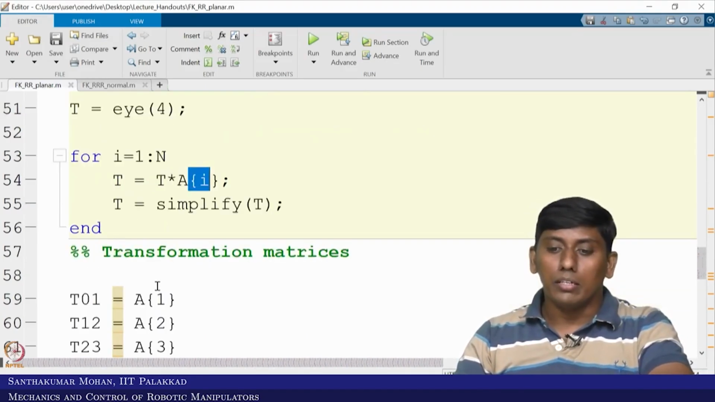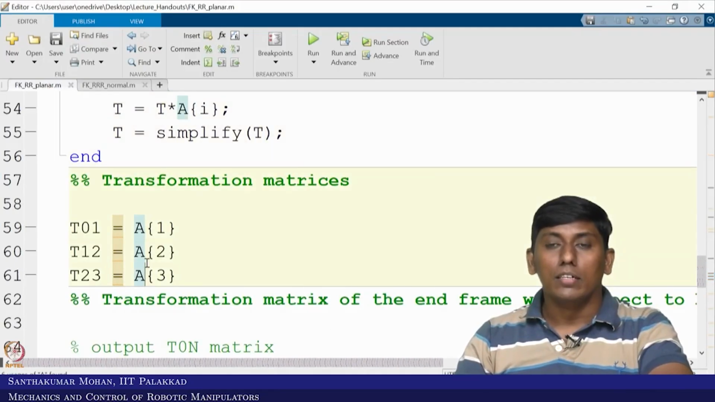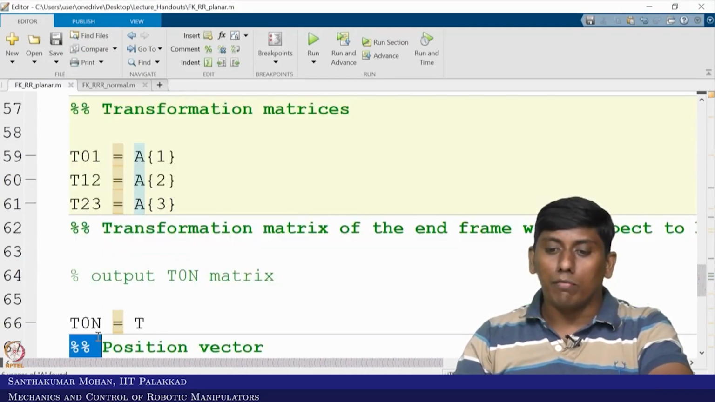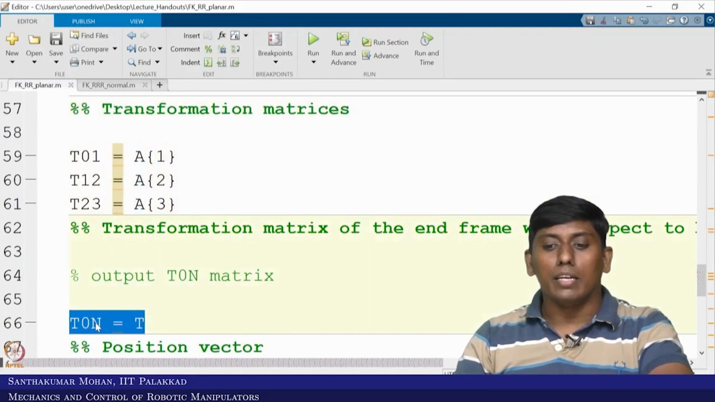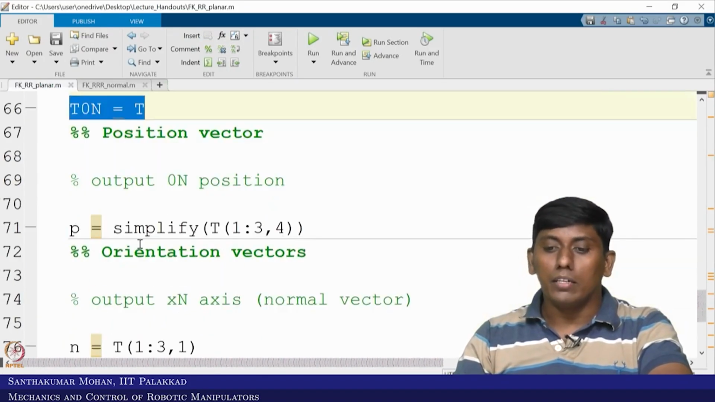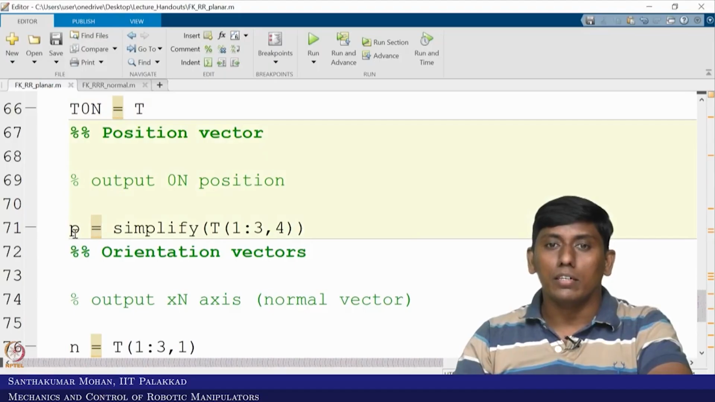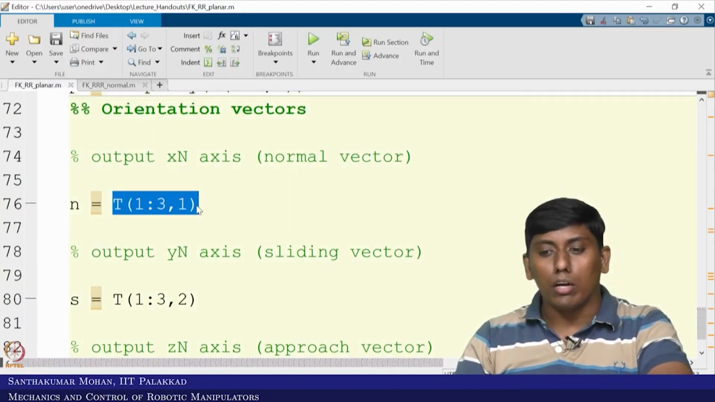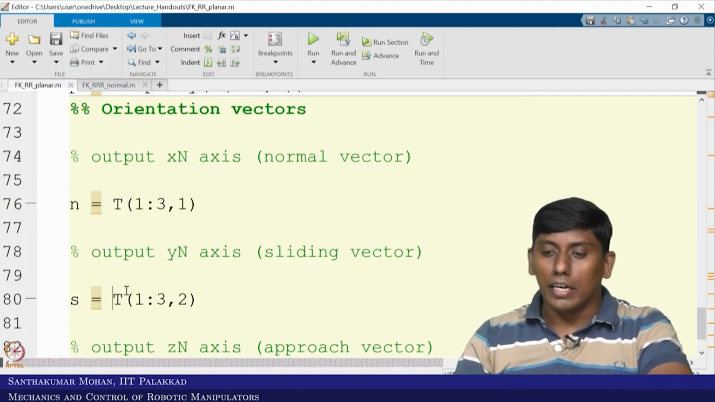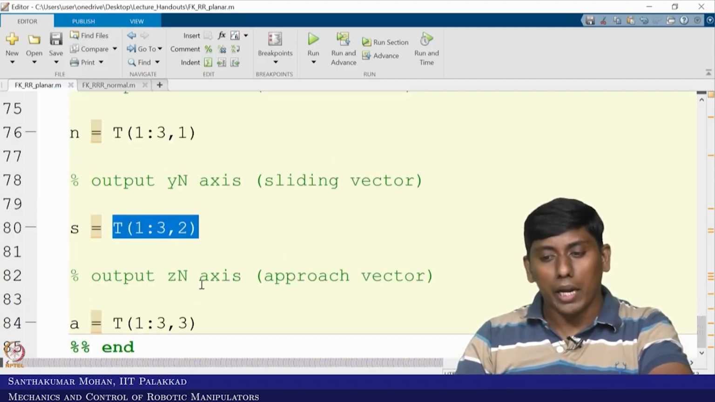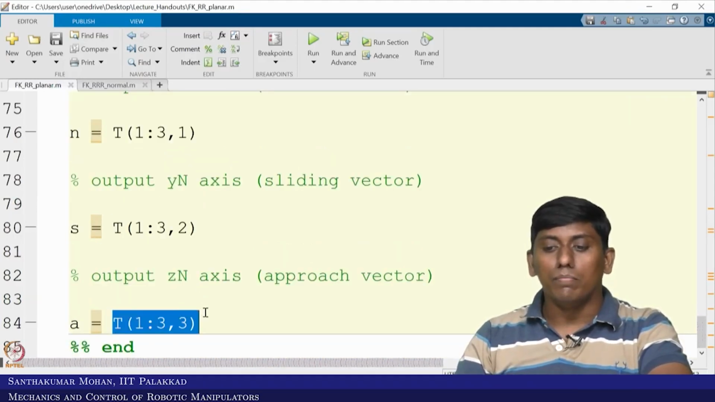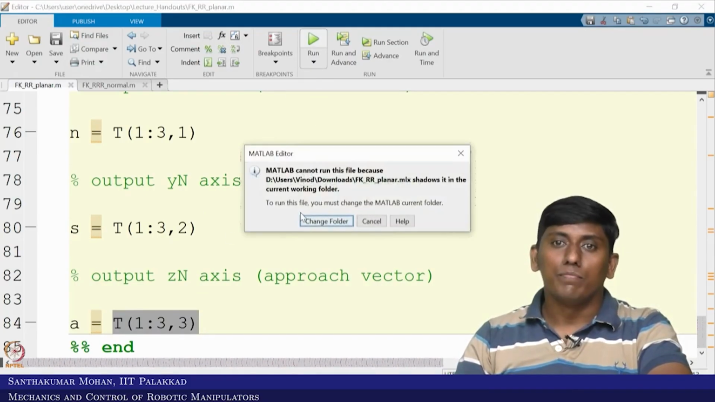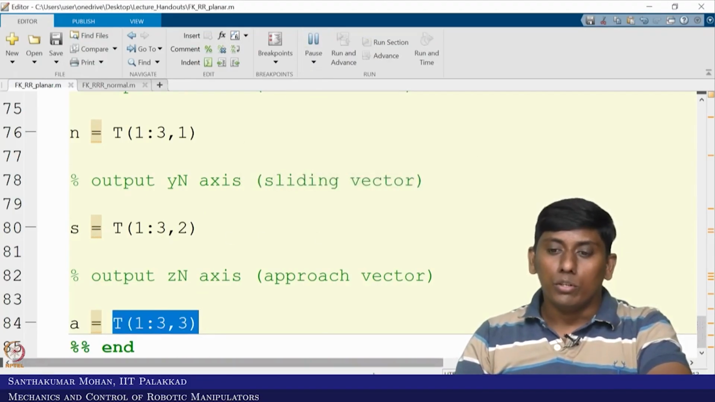So in the sense what you can see, this is the individual matrix, and the output is the final T0 to n, where n is here 3. The last column, first 3 rows, is the position vector, and the first column is related to the normal vector. Then the second column is related to the sliding vector. The third column is related to the approach vector. Now if I run this, you will get the output.